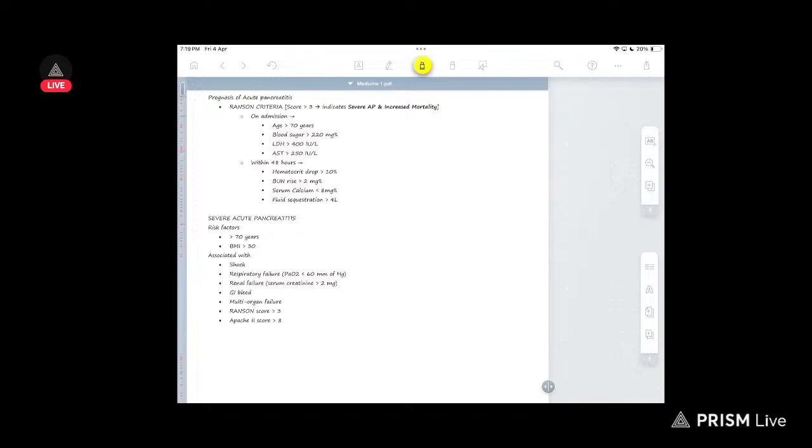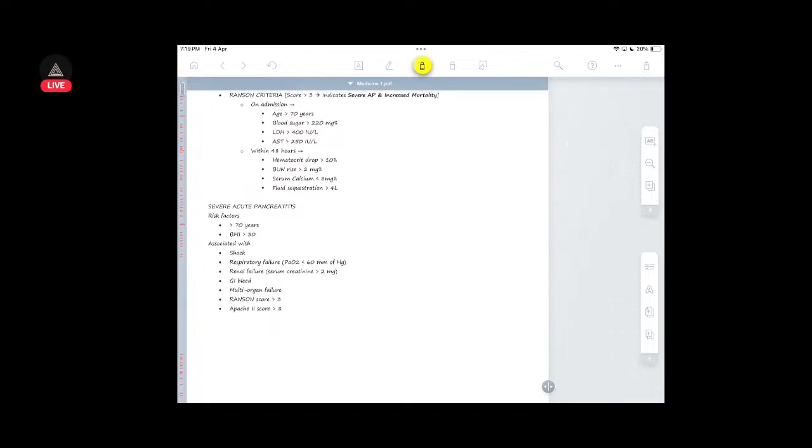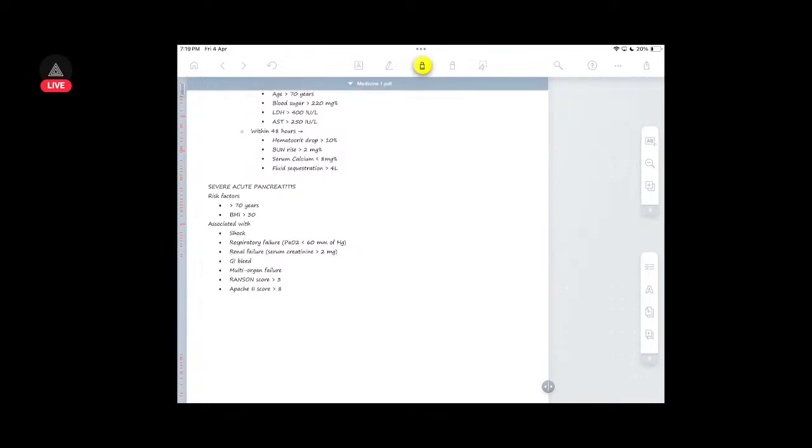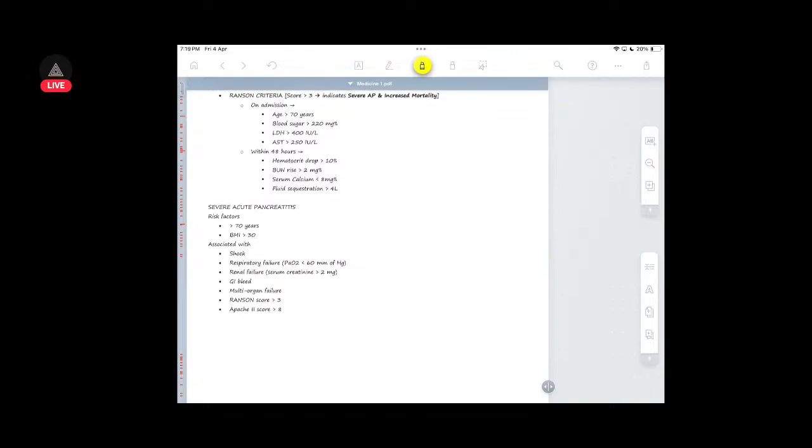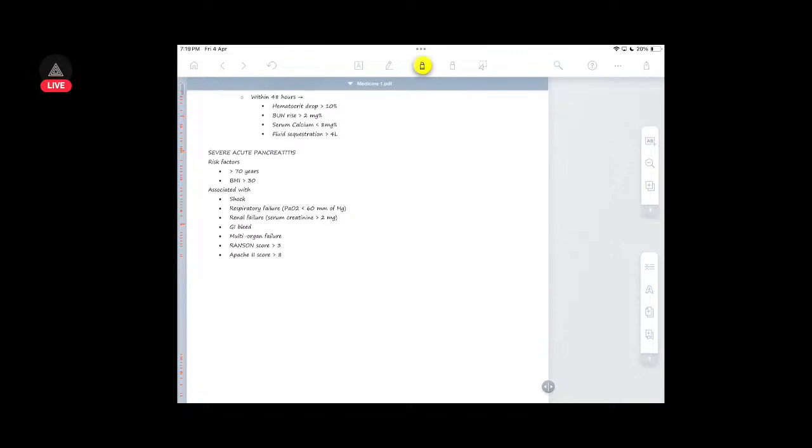Main thing, if the score is more than 3, it is severe acute pancreatitis with increased mortality. On admission, if the age is more than 70, blood sugar is more than 220 mg percent, LDH is more than 400 international units, and AST levels are more than 250. This is the Ranson criteria. Within 48 hours, there is hematocrit drop of more than 10%, blood urea nitrogen rise of more than 2 mg percent, serum calcium less than 8 mg percent, and fluid sequestration of more than 4 liters.